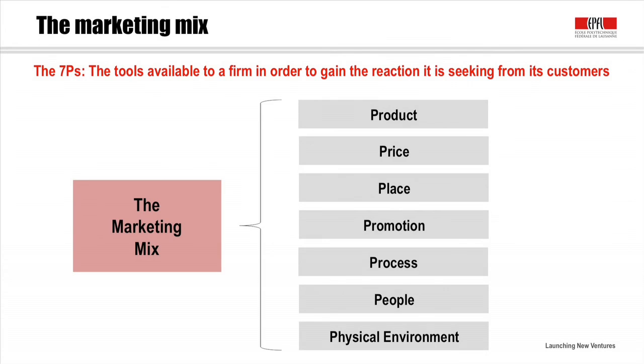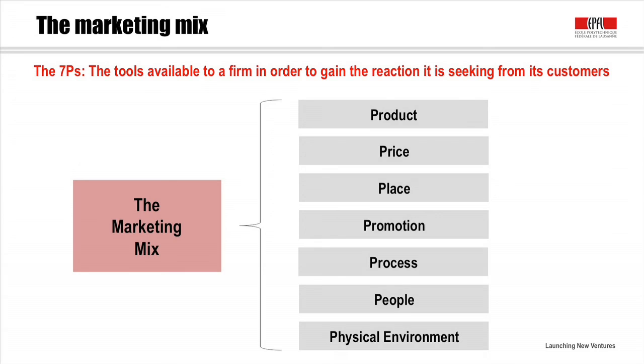So it's about how your product will be designed. It's about the pricing of your product. It's about the place, meaning the distribution of your product. It's about the promotional elements that accompany your marketing effort. It's about the process. It's about the people. And it's also about the physical environment, which is oftentimes referring to the store environment in which you may sell your goods. Each of these elements has a couple of decision points to them.